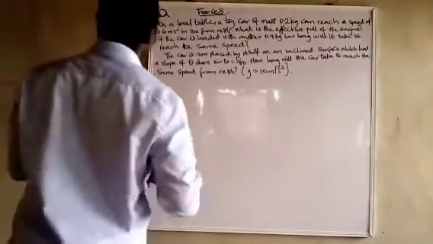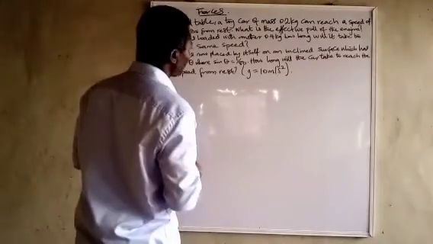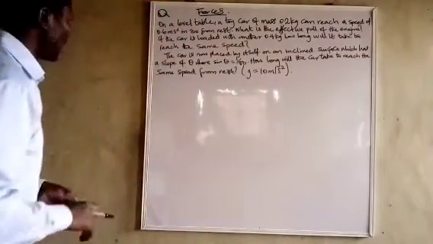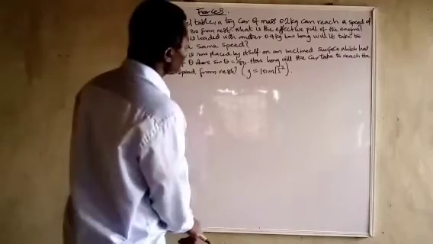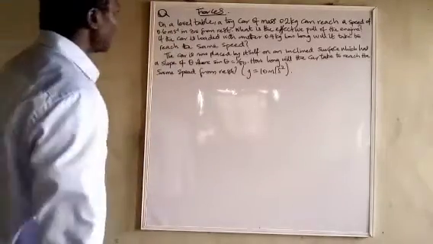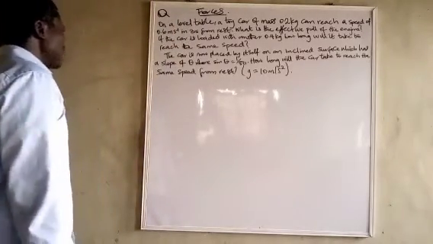Now you have a question. On a level table, a toy car of mass 0.2 kg can reach a speed of 0.6 meters per second in 3 seconds from rest. What is the effective pull of the engine? If the car is loaded with another 0.4 kg, how long will it take to reach the same speed?